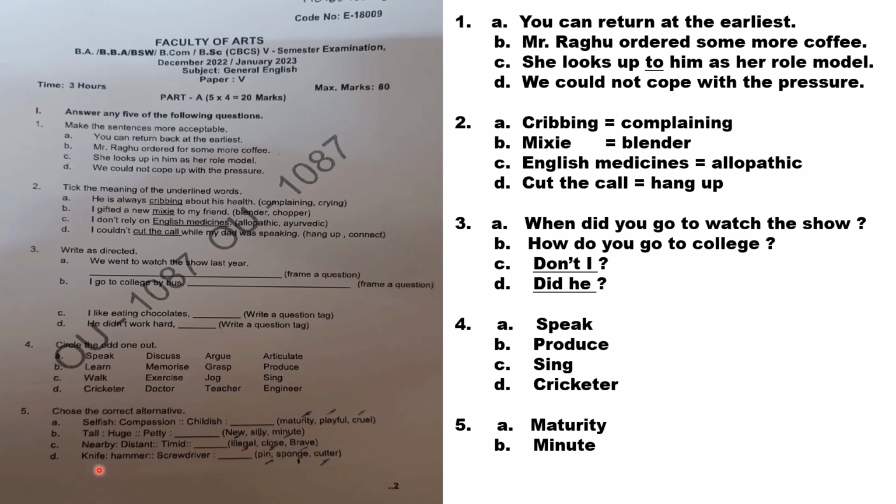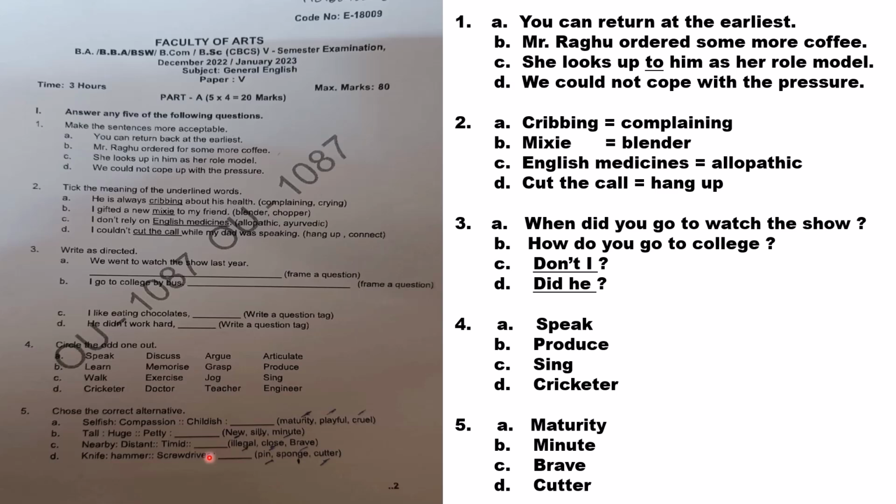Minute. Fifth C, nearby and distance. Nearby and distance again contradictory set. Timid, a person who is very scared and who doesn't have any courage. So opposite of timid is brave. So answer is brave. And fifth D, knife, hammer, screwdriver and what are the instruments? These are all instruments, set of instruments. So answer would be cutter.